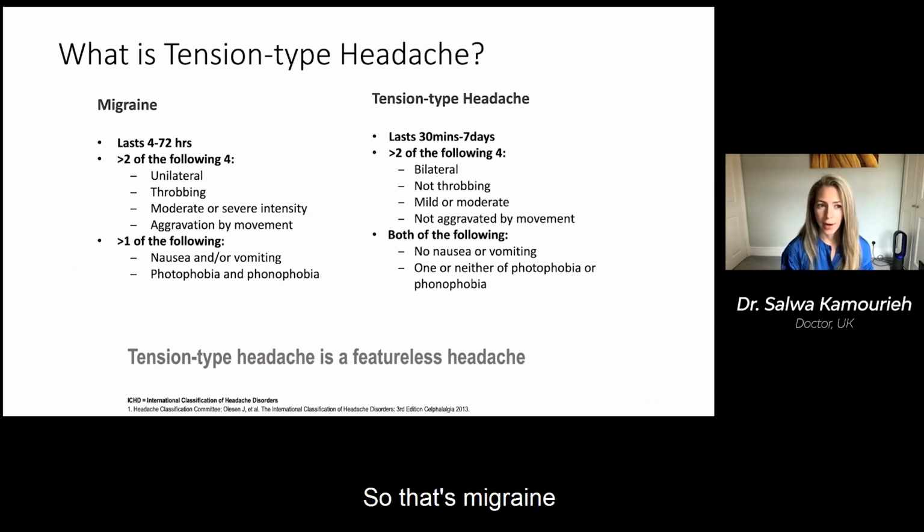So that's migraine. What I'd like to do now is just to move on to tension type headache. And what is the difference between migraine and tension type headache? Well, migraine was featureful. I hope you would agree with me. It was throbbing, it had the nausea, it had the vomiting, it had the light and the sound sensitivity. Tension type is not. Tension type headaches are featureless.